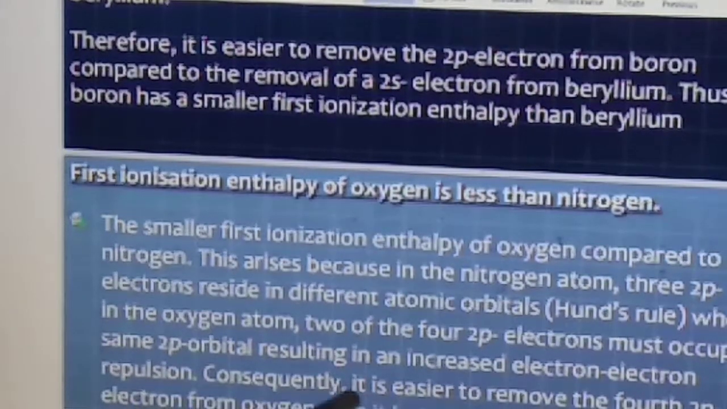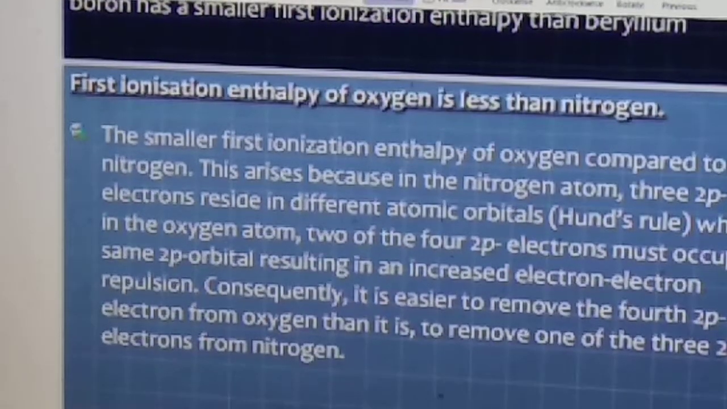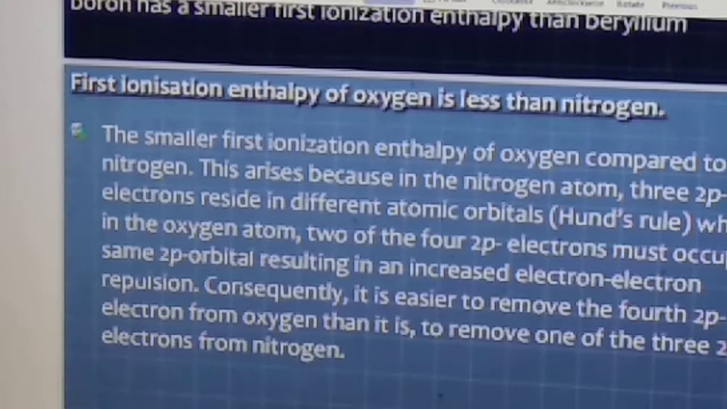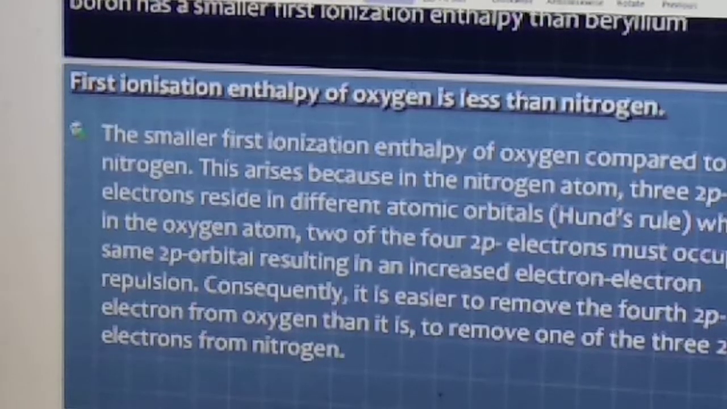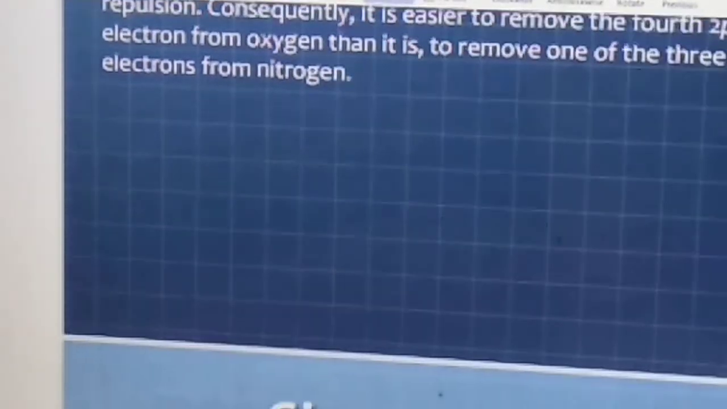So in the oxygen atom, two of the four 2p electrons must occupy the same 2p orbital, 2, 1, 1. Consequently, it is easier to remove the fourth 2p electron from oxygen than it is to remove one of the 2p electrons from nitrogen. The half-filled p3 configuration of nitrogen is more stable than the p4 configuration. So it is easier to remove the electron from the 2px2 orbital of oxygen, and it is difficult to release the electron from the p orbital of nitrogen because there is a half-filled orbital.